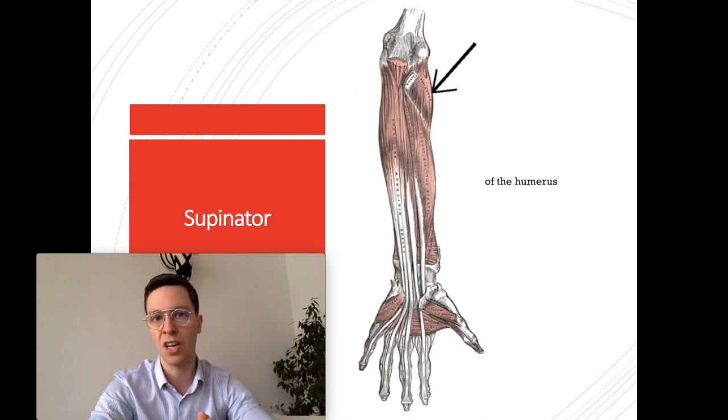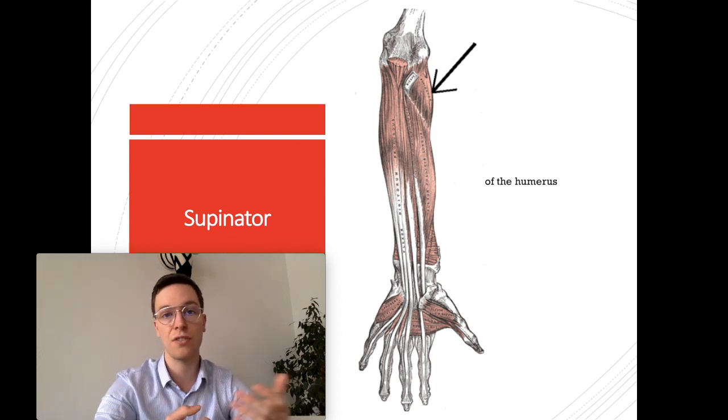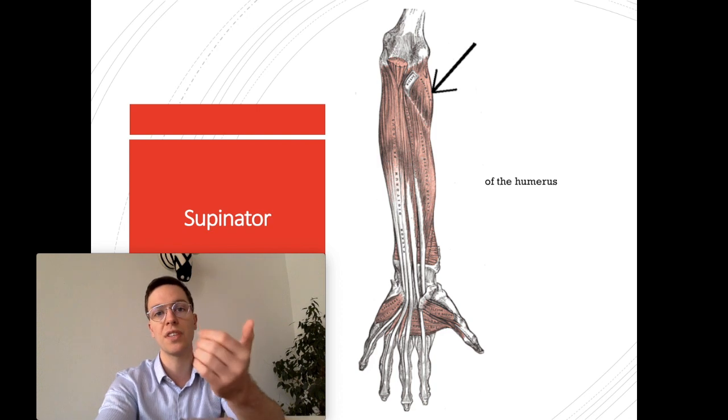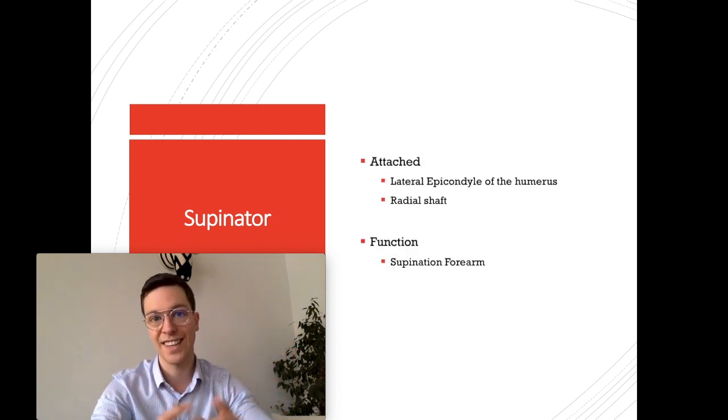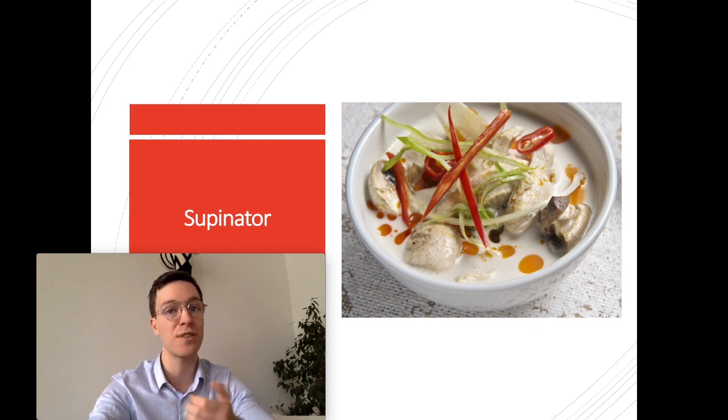Then we have one smaller muscle, which is mostly located at the posterior forearm. It's called the Supinator Muscle, and it's attached at the lateral epicondyle of your humerus and goes to the radial shaft. It has one function, as its name already suggests: supination of your forearm, because it's the supinator muscle.